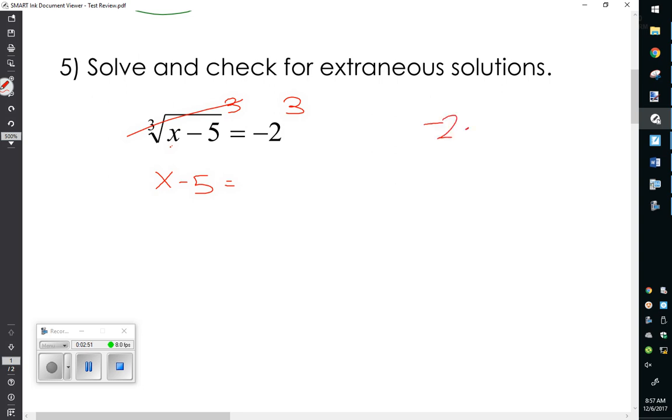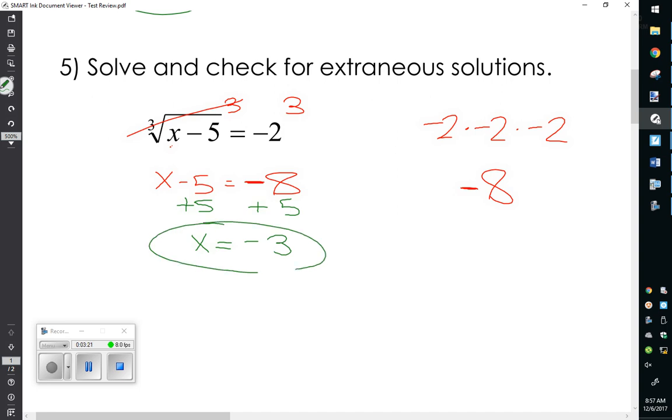Negative 2 times negative 2 times negative 2. 2 times 2 times 2 is 8. If I have 3 negatives, is my answer going to be positive or negative? It's going to stay negative. So it is a negative 8 here. It's x minus 5 equals negative 8. All I need to do here then is add 5. Add 5, that would cancel. Negative 8 plus 5 is negative 3.